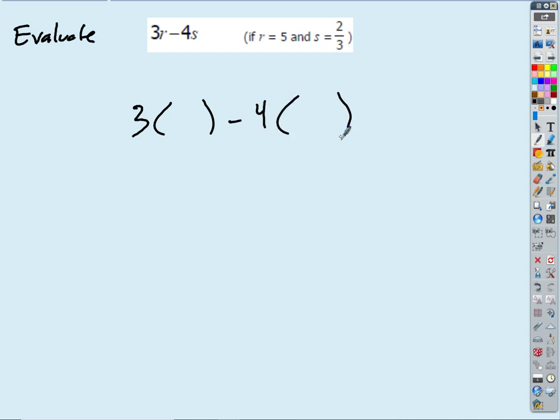So I'm opening up a set of parentheses for the r, which has a value of 5, and for the s, which has a value of 2/3. And then I just simplify that expression, right? No big deal, okay?